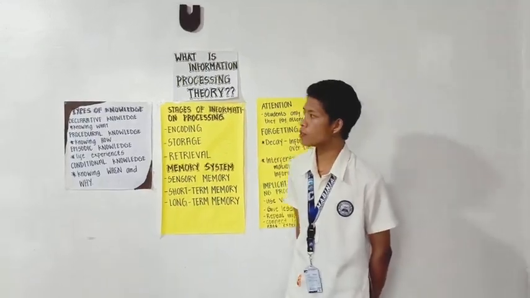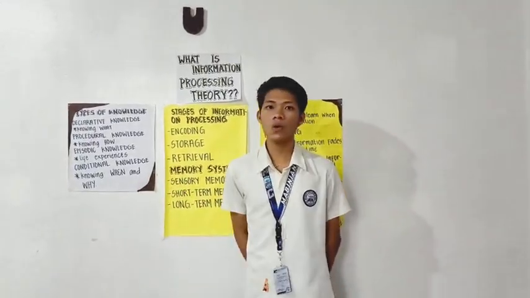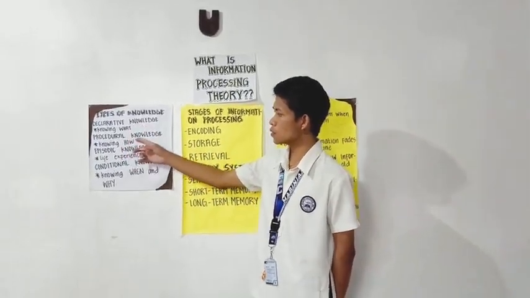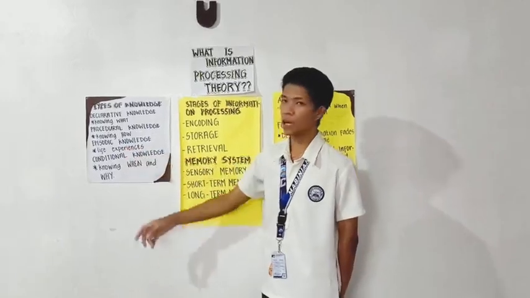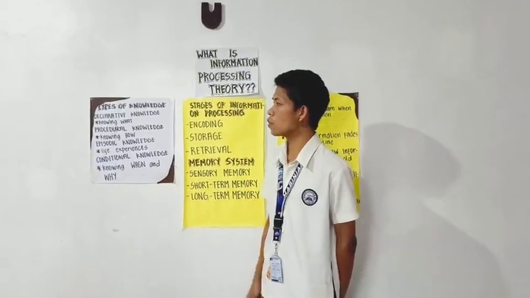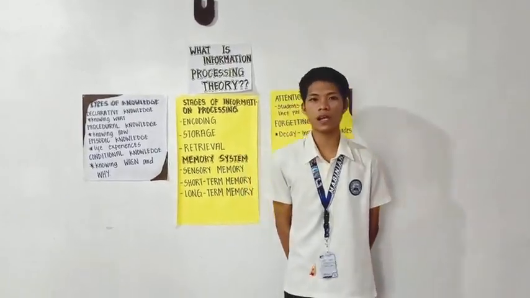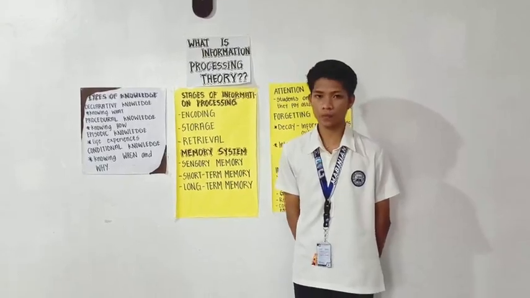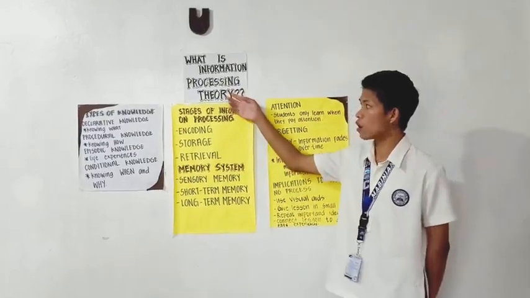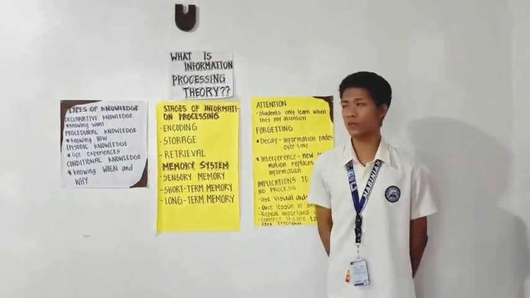So, let's now proceed to the types of knowledge. We have 4 types of knowledge: declarative knowledge, procedural knowledge, episodic knowledge, and conditional knowledge. In declarative knowledge, this is knowing what, or factual knowledge. For example, your name, your address, or the definition of information processing theory.